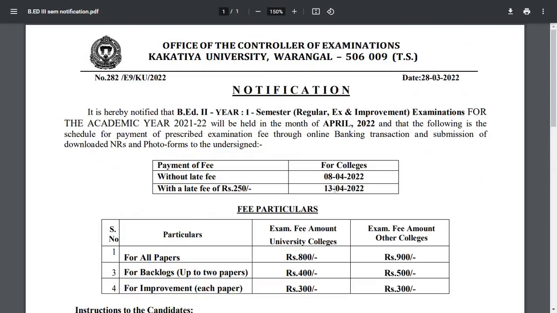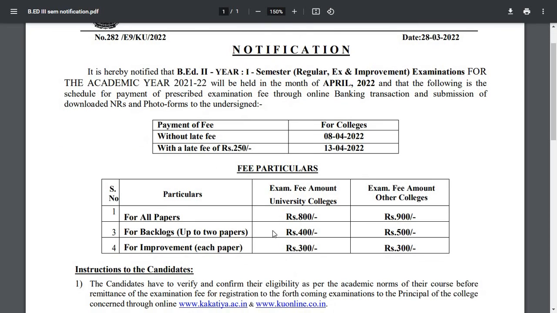The last date without late fee is 8th of April, and with a late fee of Rs. 250 you can pay up to 13th of April 2022. And the fee structure they have given for university colleges and also other colleges. So this is the latest update from Kakatiya University.